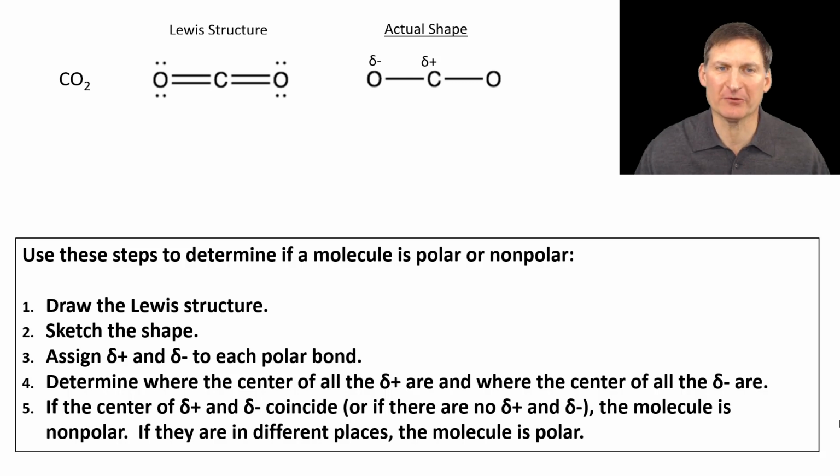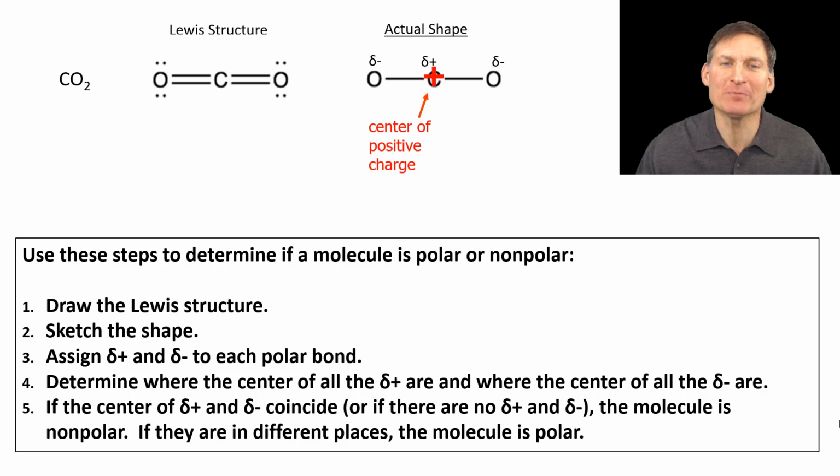Same thing for the bond on the right. We don't need to rewrite another partial positive on the carbon because it's directly on the carbon, just like the first one. Now step 4 is to determine the centers of charge. Well, the center of positive is easy. There's only one positive, so the center of positive must be directly on the carbon.